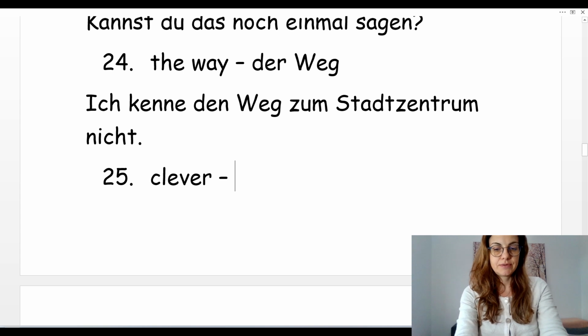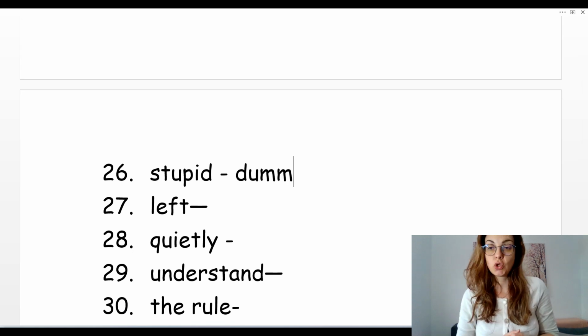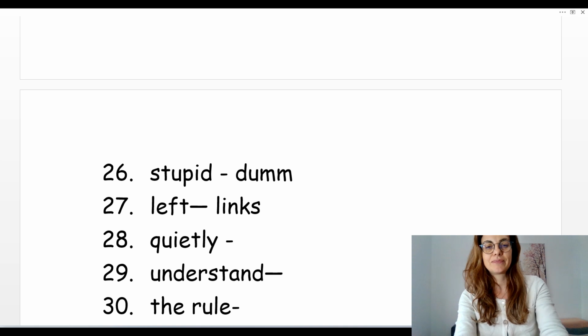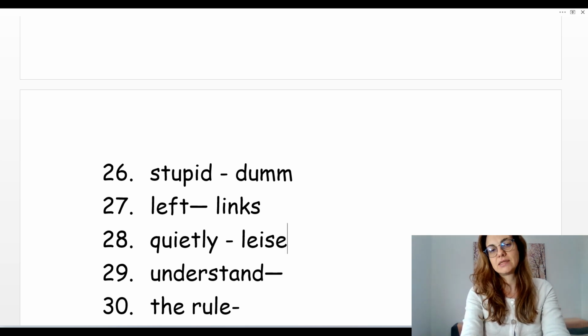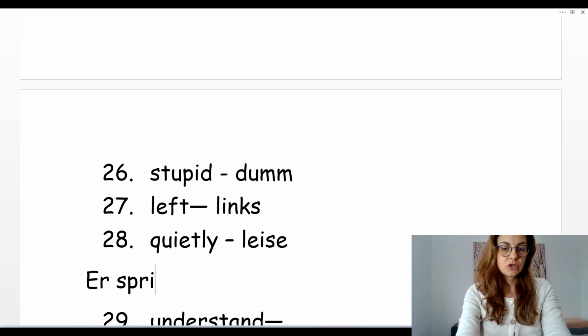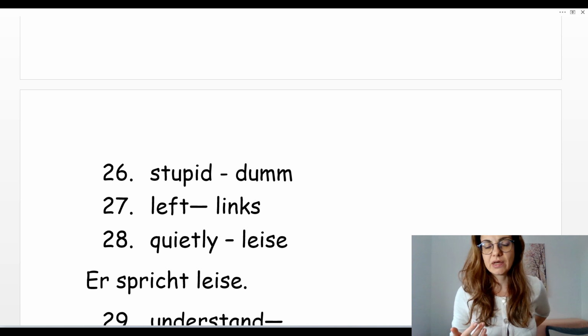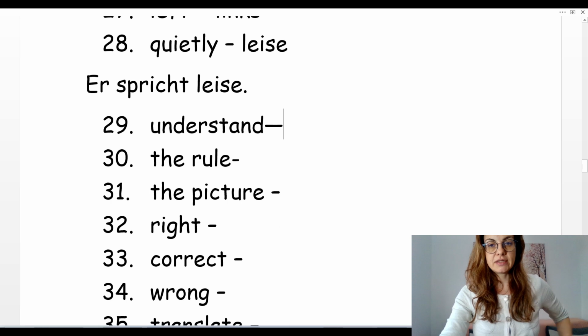Clever is klug. Stupid is dumm. Klug, dumm. Left is links. Quietly, it's leise. Er spricht leise. He speaks quietly, or he's speaking quietly. Er spricht leise.